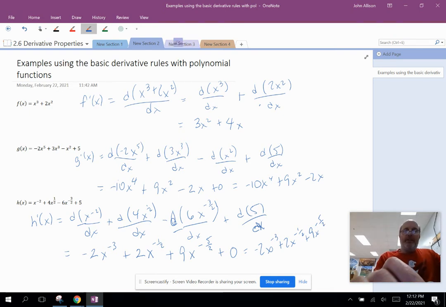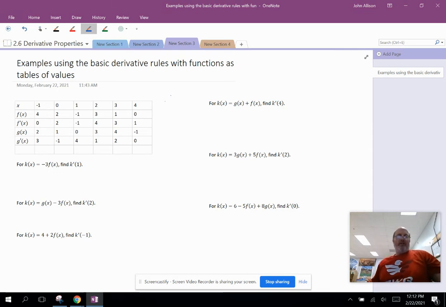Now let's look at some in numerical form, where we have a table of values for x, f of x, f prime of x, g of x, and g prime of x. And we're going to find the specified derivatives for these values. We're given k of x is equal to negative 3 f of x. Using these rules, we know that k prime of x is equal to negative 3 times f prime of x. So k prime of 1 is equal to negative 3 times f prime of 1.